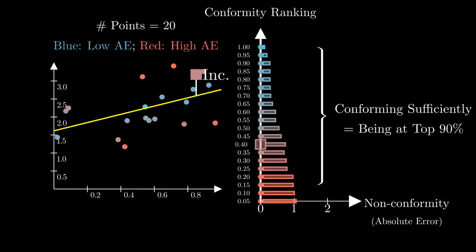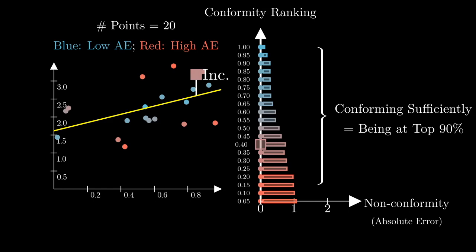Imagine the square is a test point, and the value of 3.2 is a plausible value for it, which puts the square at the top 90%. So that value should be included in our predicted set. And this is indicated by the label that is on the right side of the square.